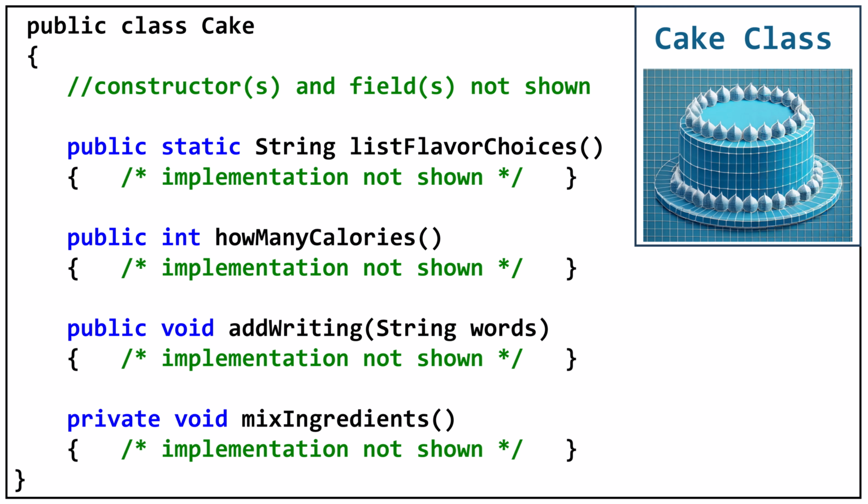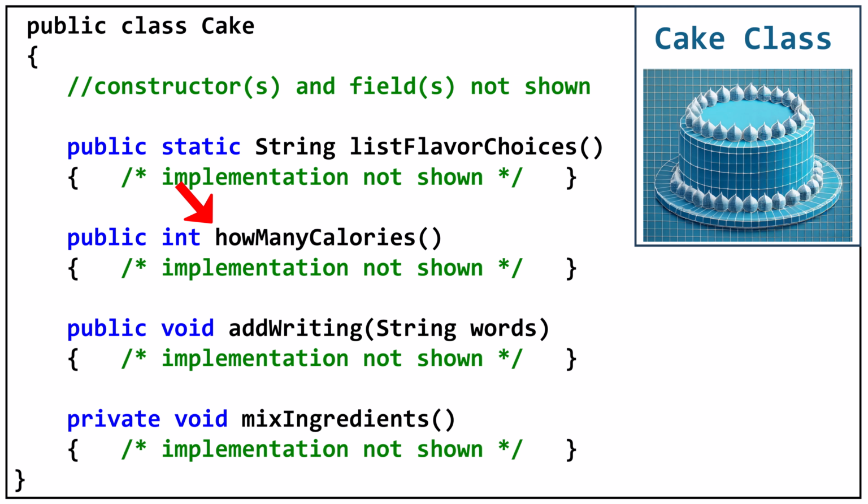Let's look at the method headers and learn what information we can from them. Public is an access modifier. This means we can call the method from either inside the cake class or from another class. Compare that to the private access modifier, meaning the other method can only be called from inside the cake class. Next, the static keyword tells us this behavior belongs to the class itself. We don't actually need to make a cake to call listFlavorChoices. We can call the behavior from the cake's blueprint.